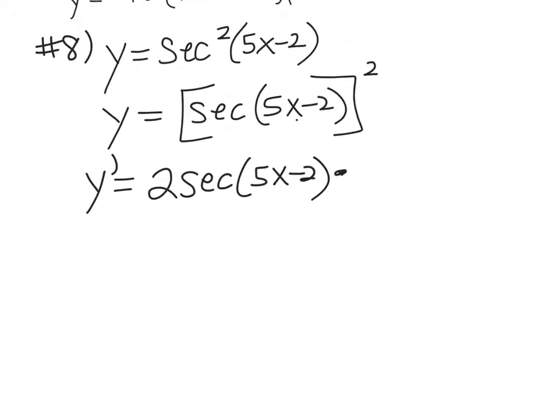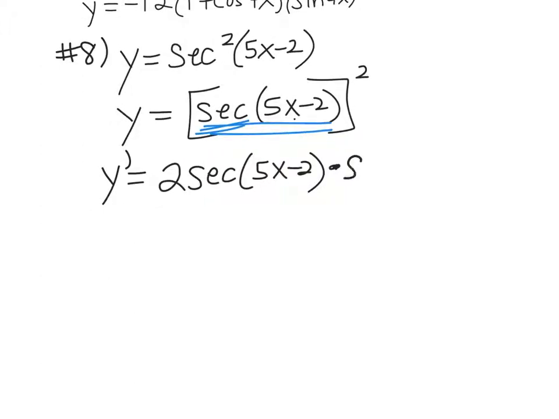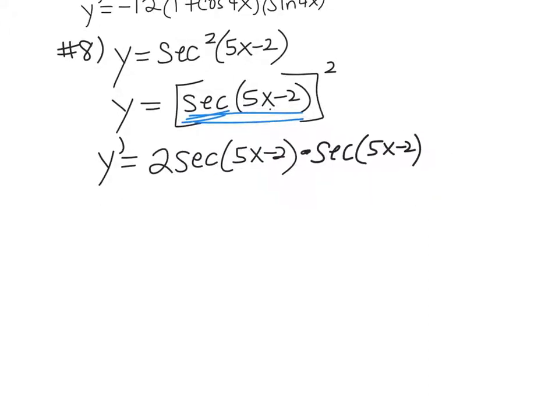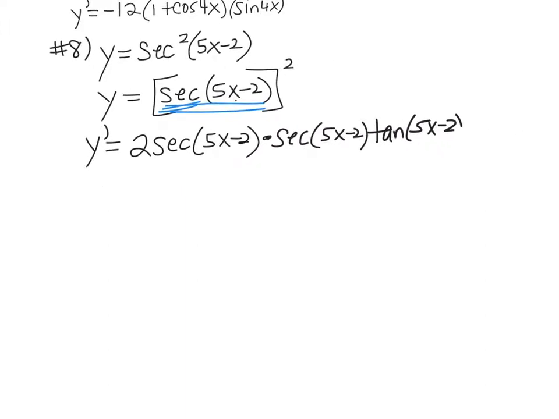Times, now I'm going to take the derivative of the secant of 5x minus 2. Well, what's the derivative of secant? Secant tangent. So this is going to be secant of stuff, tangent of stuff. Remember, you have to leave the inside alone when you're taking the derivative of that outer function. And then now I have to do times the derivative of this inner function right here, which is 5.